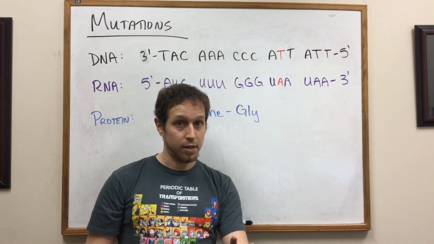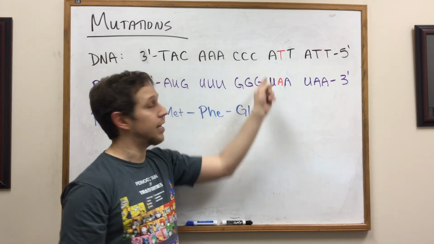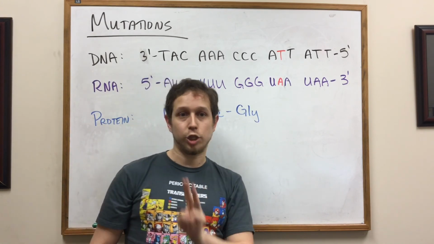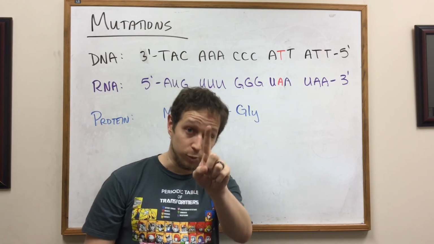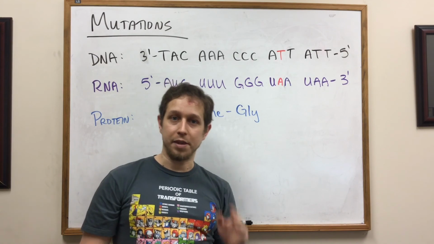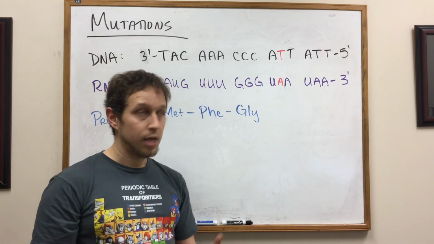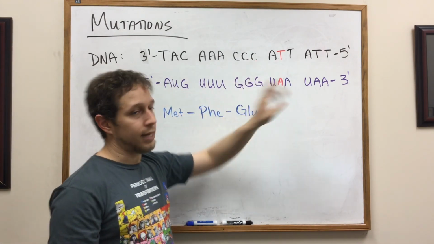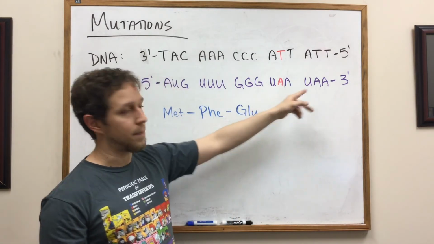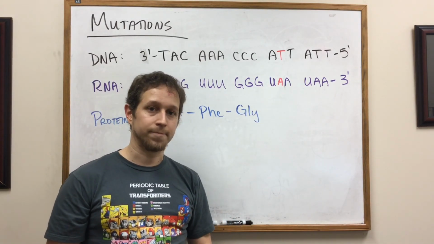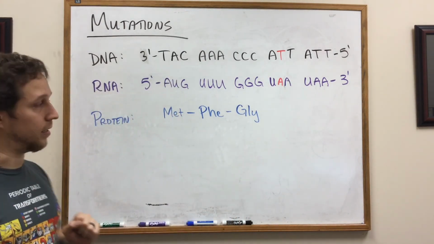With missense, there is a mutation in both the DNA and RNA, and we see a change to the amino acid sequence. At least one amino acid changes. And then with a nonsense mutation, there's a mutation in the DNA and in the RNA, and that results in a premature stop codon. So that's what you need to know about these mutations.